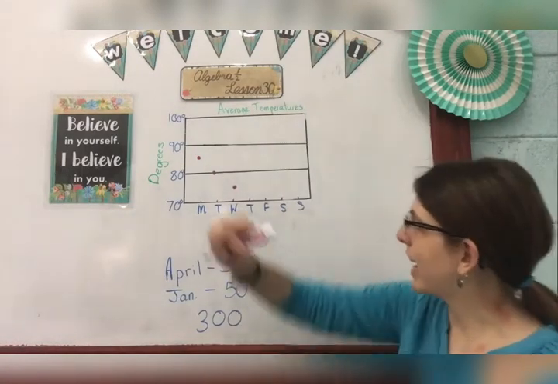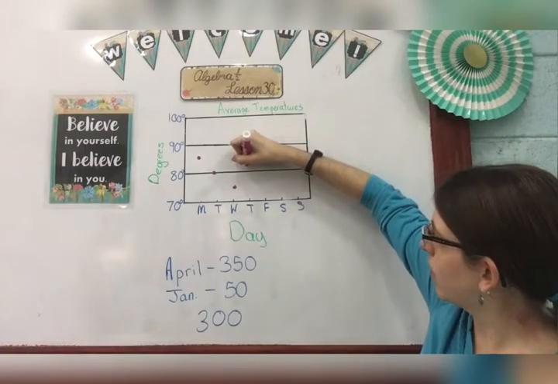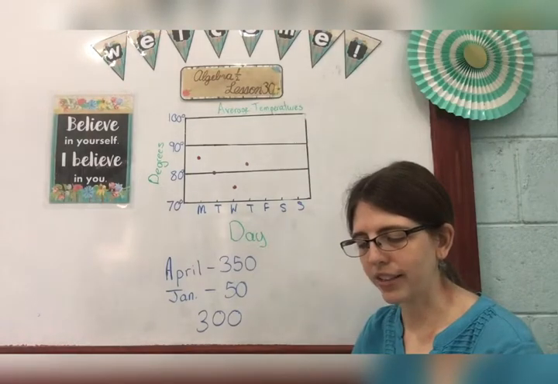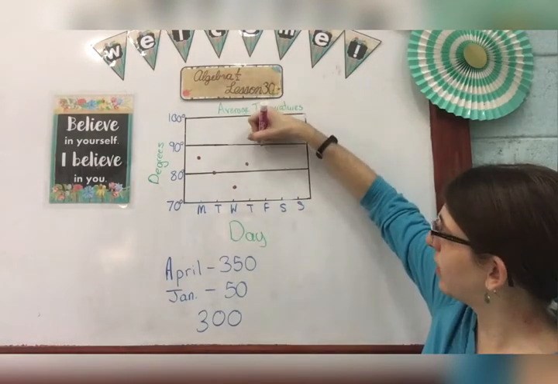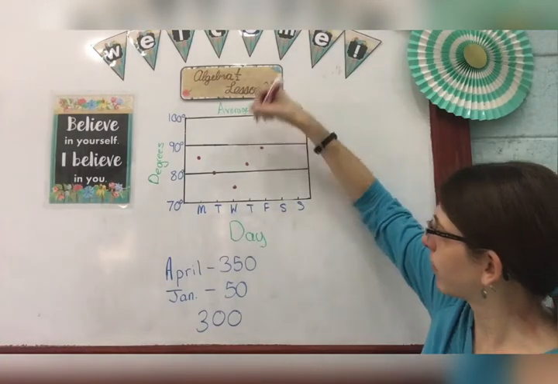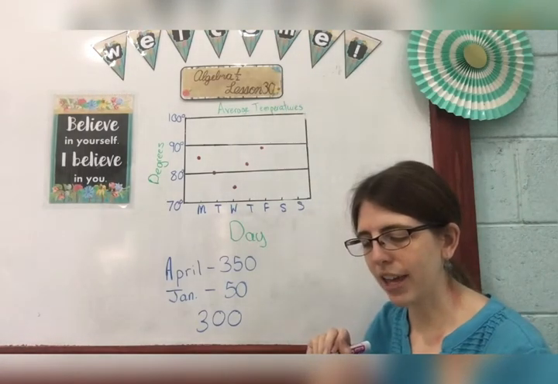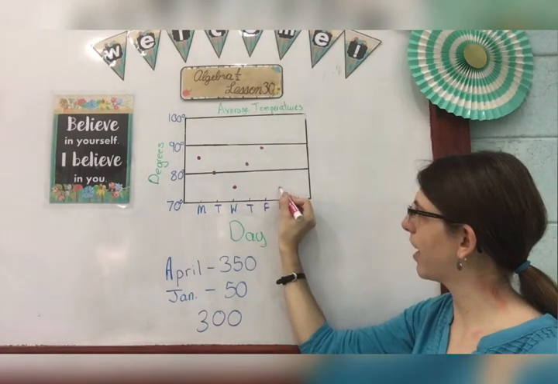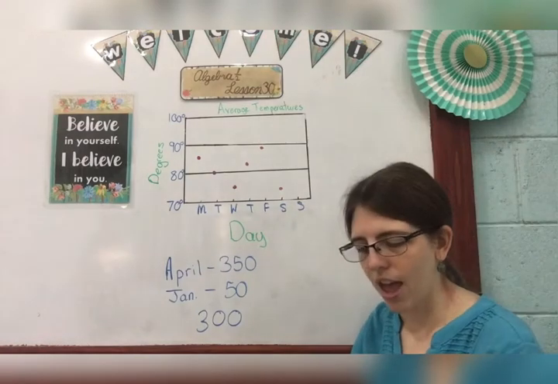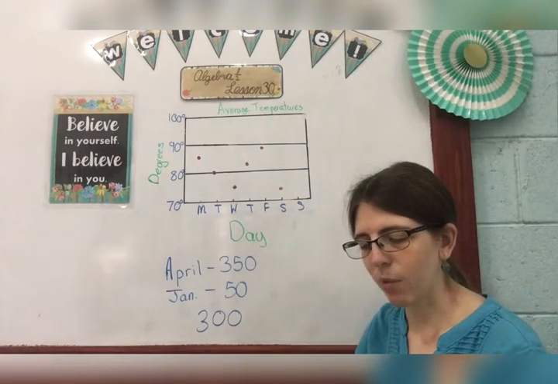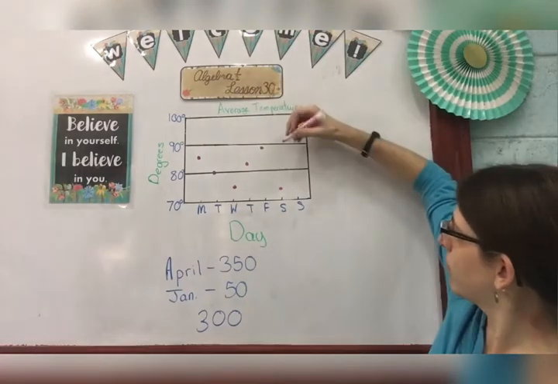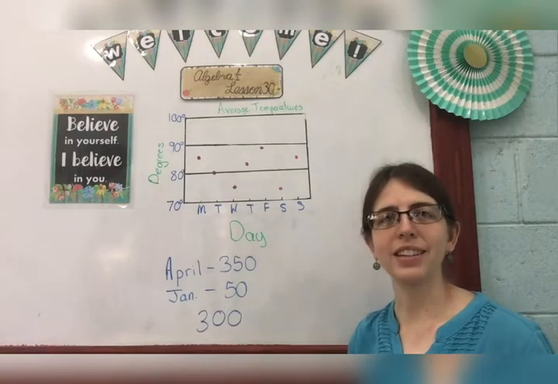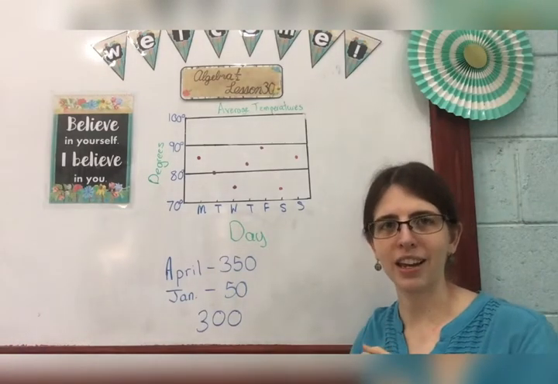On Thursday, it was 82. So a little above the 80. On Friday, it was 88. So that's getting close to the 90 mark. On Saturday, it was 74. So maybe just a teeny bit lower than Wednesday. And on Sunday, it was 84. So that would be right about there. So that's how I've started by plotting my points.